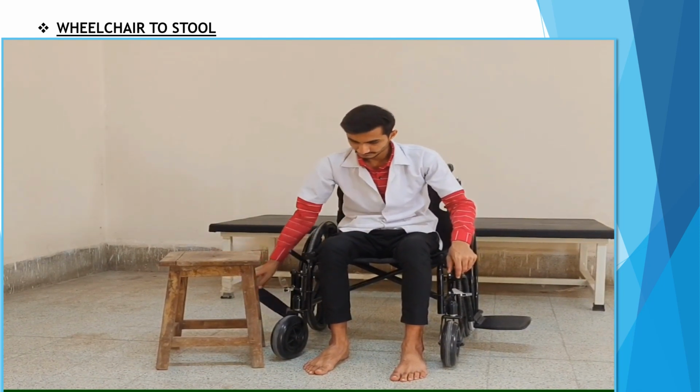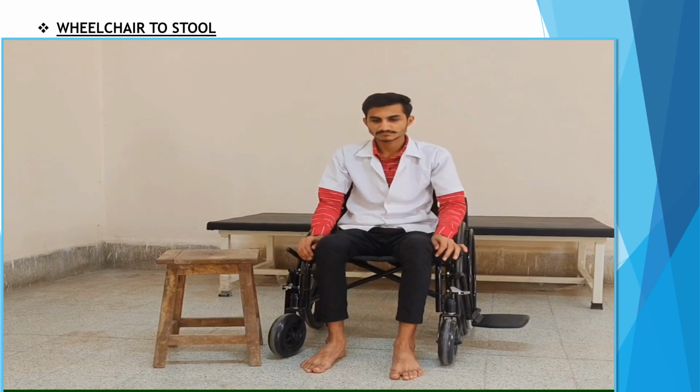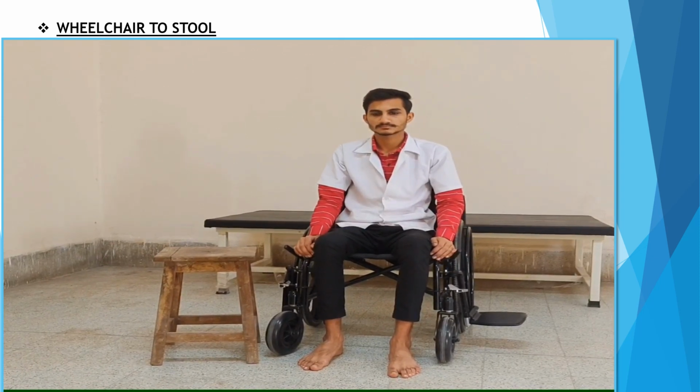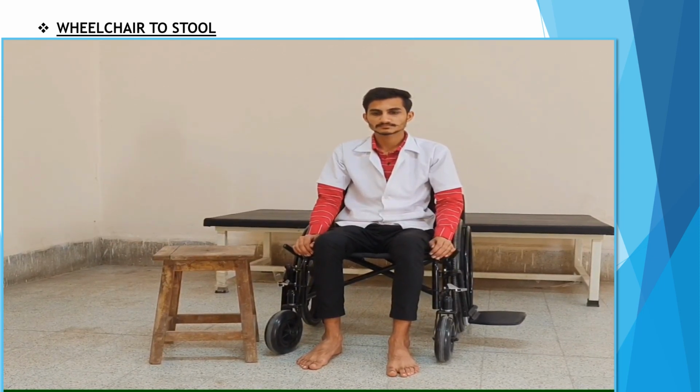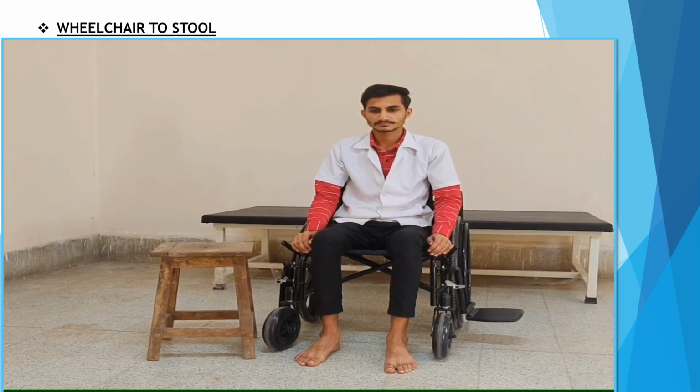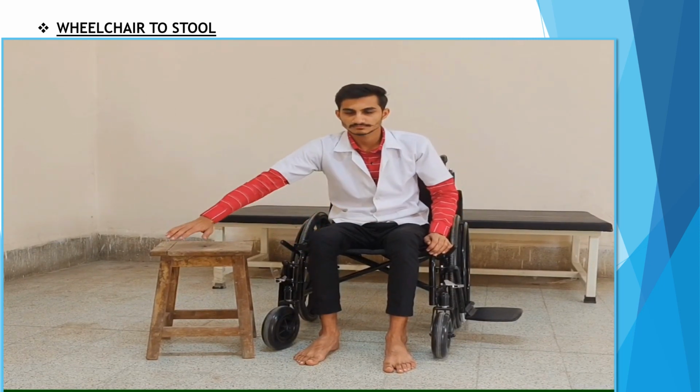Put the brakes or locks on. Move the casters forward. Step 1. Positioning the hand. The right hand is placed onto the stool and the left hand onto the front corner of the wheelchair.